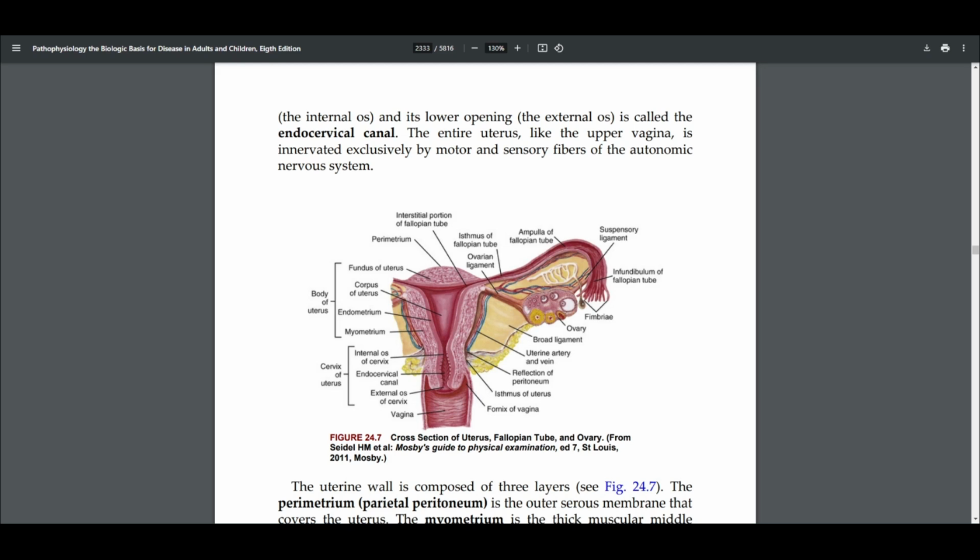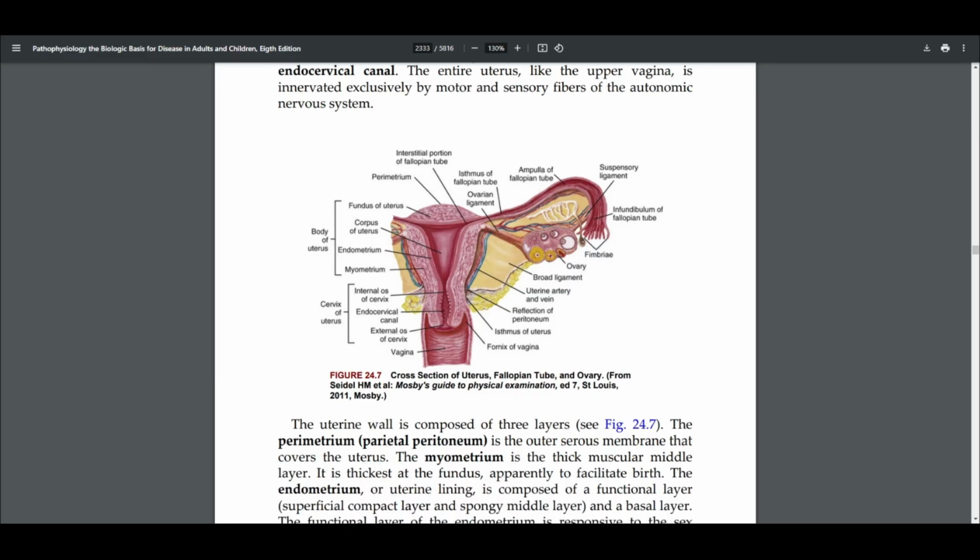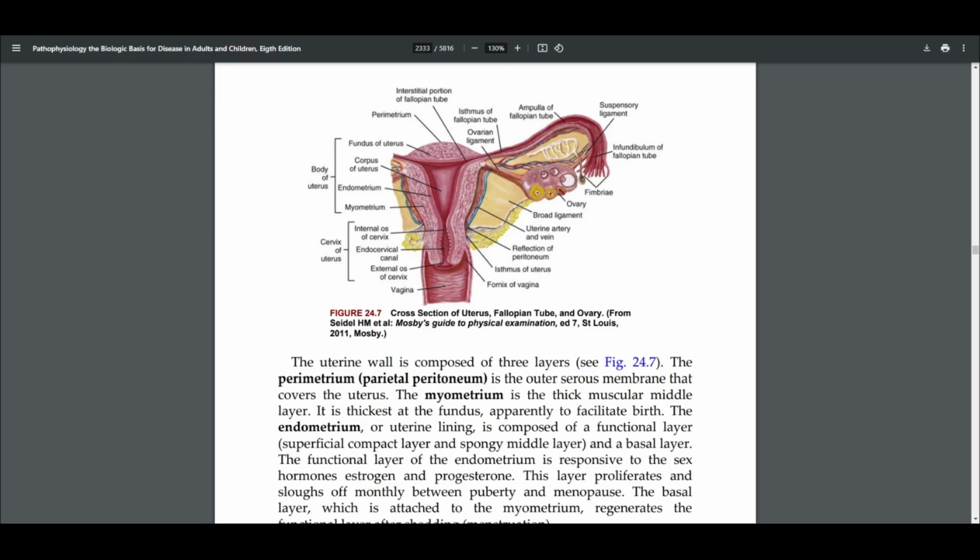So here you're taking a look at the cross-section of the uterus, fallopian tube, and ovary. Again, a good spot to pause if you need a refresher of your anatomy.